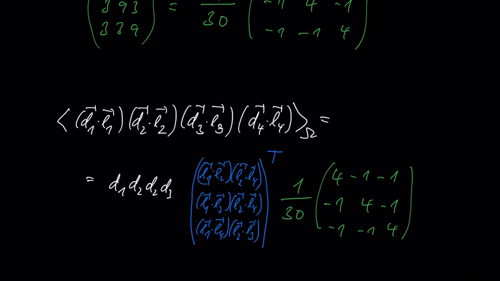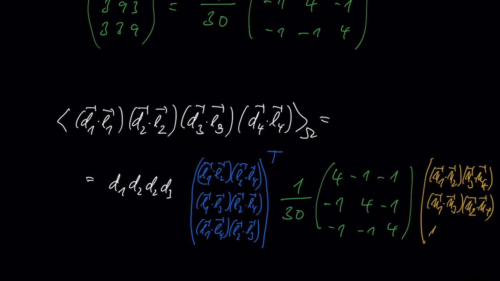And here is the vector of the transition dipole moments: N1 N2, N3 N4, N1 N3, N2 N4, and N1 N4, N2 N3.